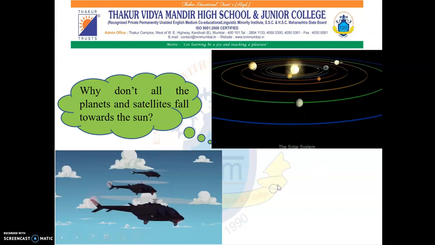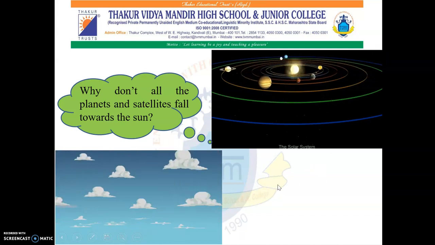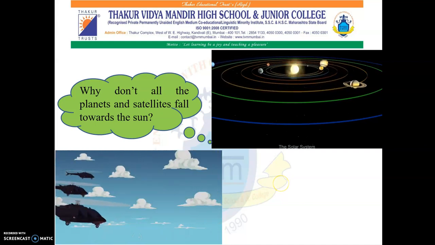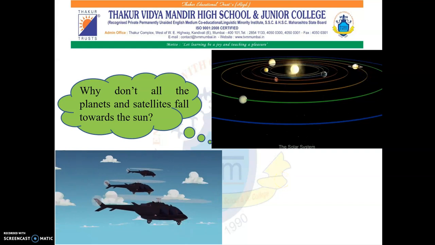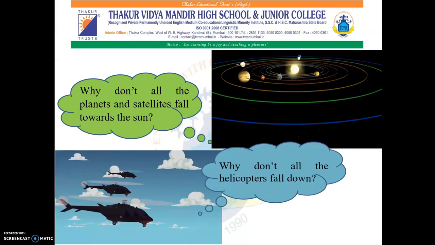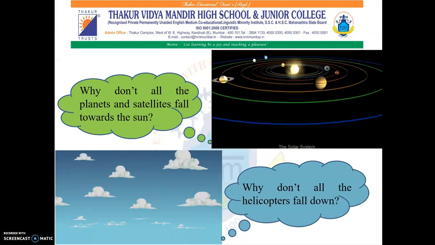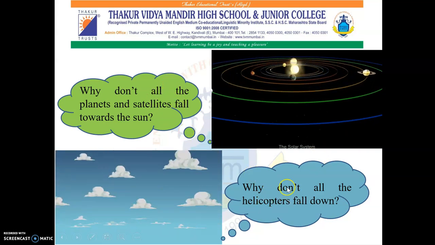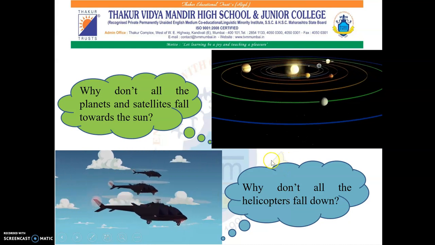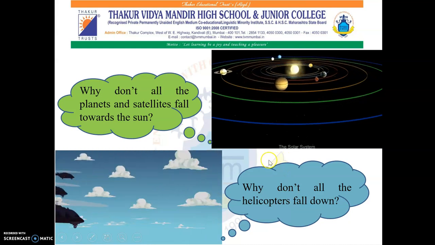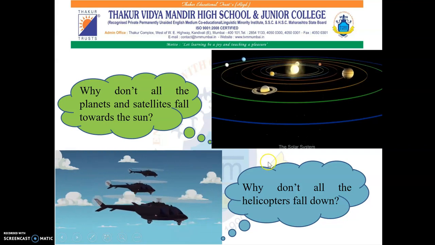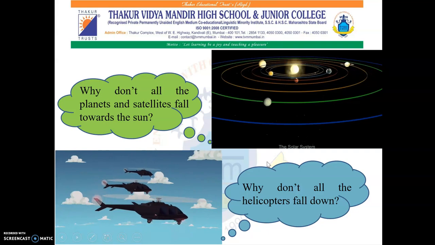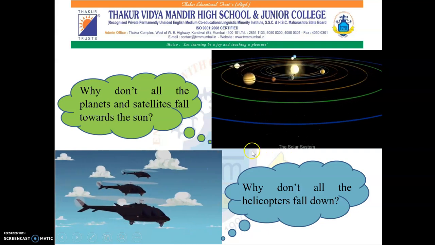Observe one more picture. Here in this picture, the helicopters are flying in the sky. Now, gravitational force is acting on each and every object. Then, why don't all the helicopters fall down? The answer to both these questions is that there are some other forces which are also acting along with the gravitational force, and they balance the gravitational force. That's why those objects are not falling.